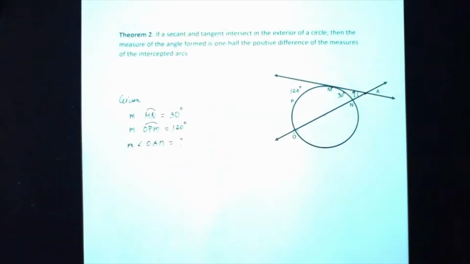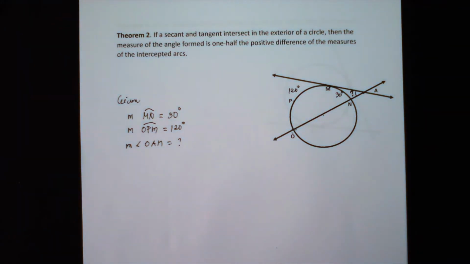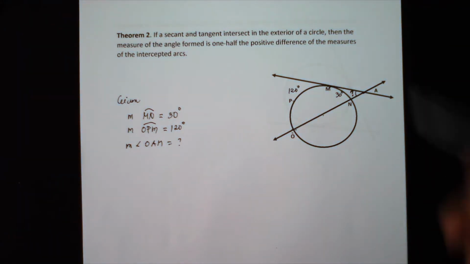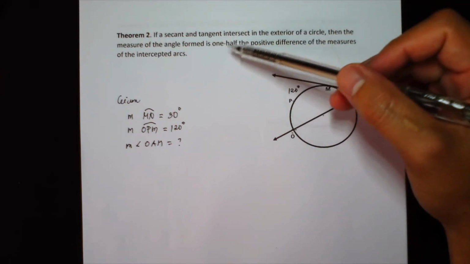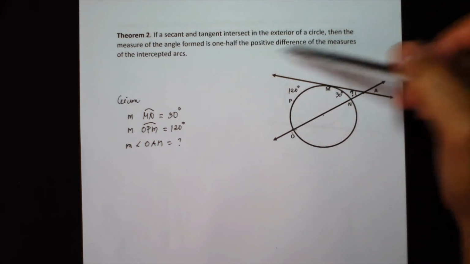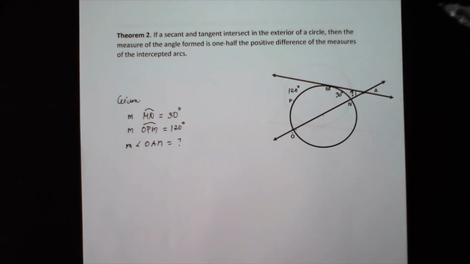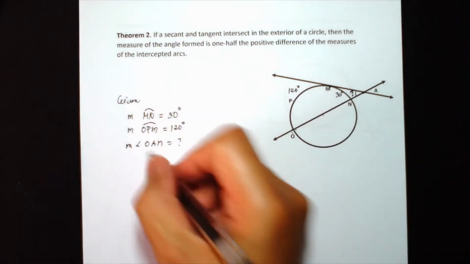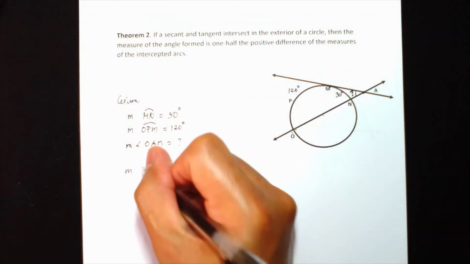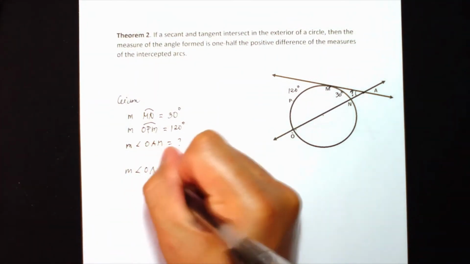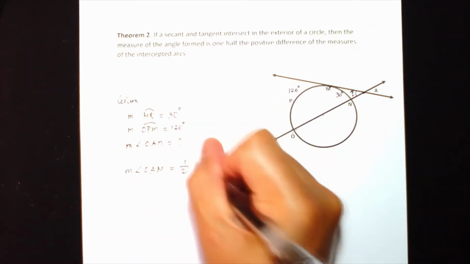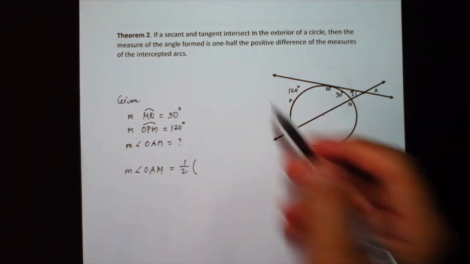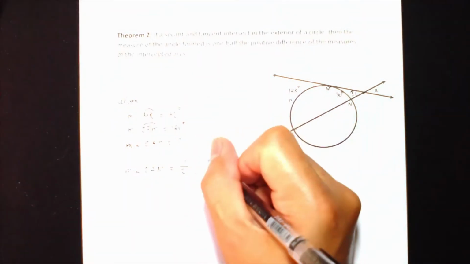That is now our problem. Based on the theorem, the measurement of the angle formed is 1/2 the positive difference of the measurement of the intercepted arcs. So we have the measurement of angle OAM is equal to 1/2 of the difference of the intercepted arcs.